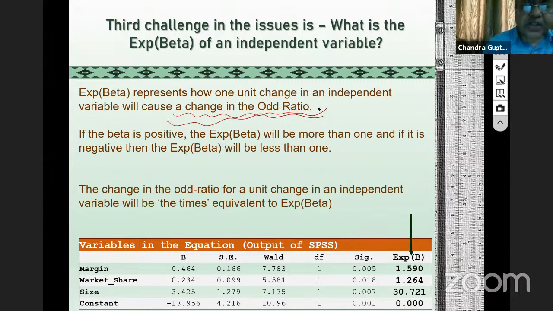If beta is positive, the exponent of the beta will be more than 1. And if it is negative, then this will be less than 1. Okay? So the change in the odd ratio for a unit change in independent variable will be the times equivalent to exponent beta. Okay?